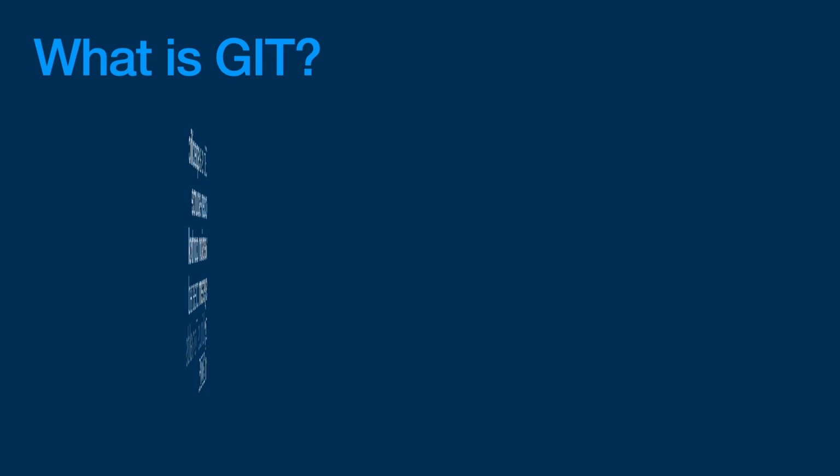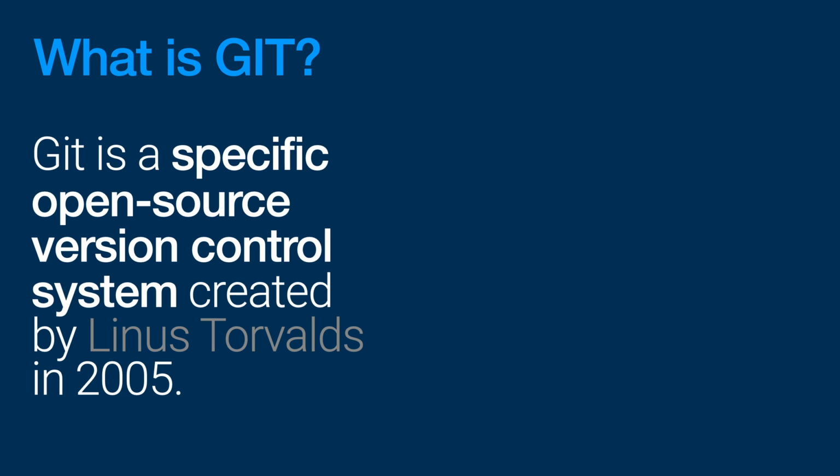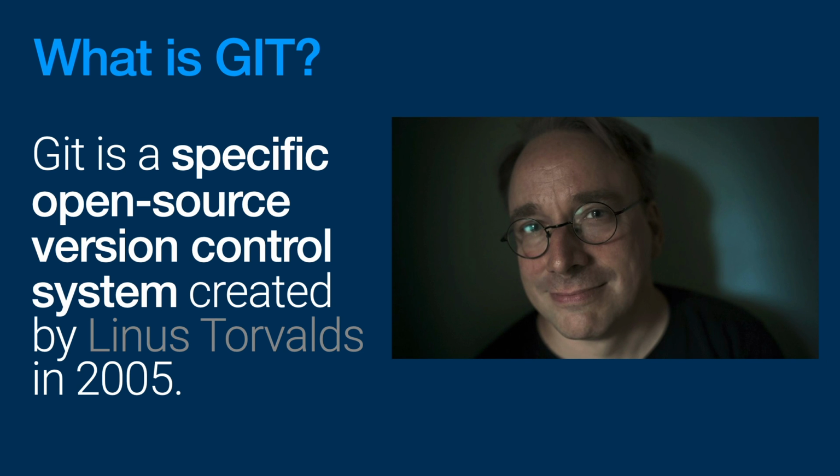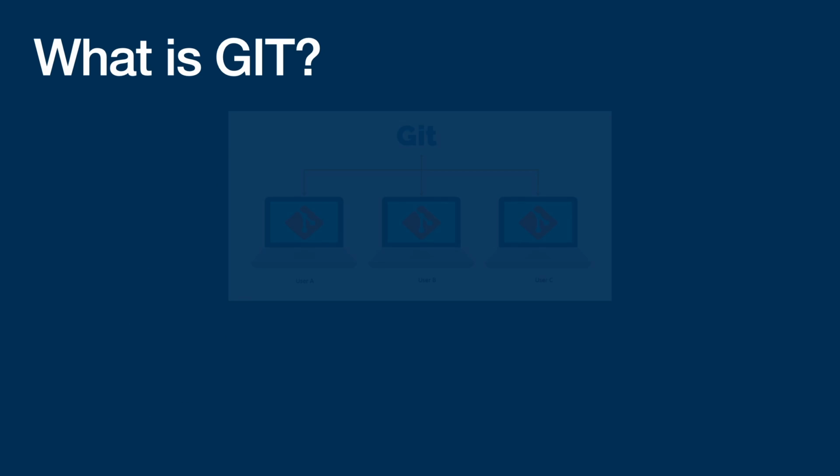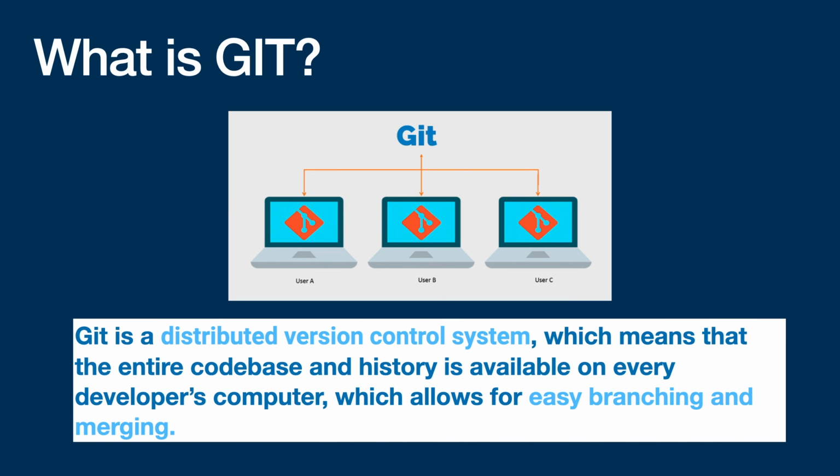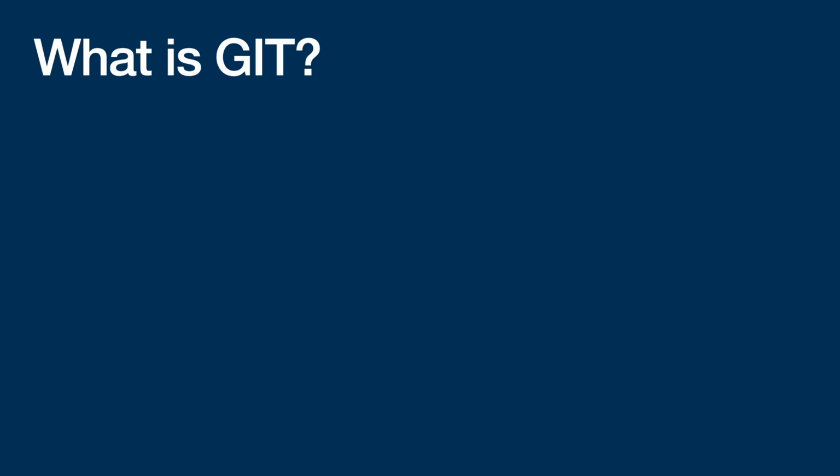Now, what is Git? Git is a specific open source version control system created by Linus Torvalds in 2005. Specifically, Git is a distributed version control system, which means that the entire codebase and history is available on every developer's computer, which allows for easy branching and merging. According to a Stack Overflow developer survey, over 87% of developers use Git.